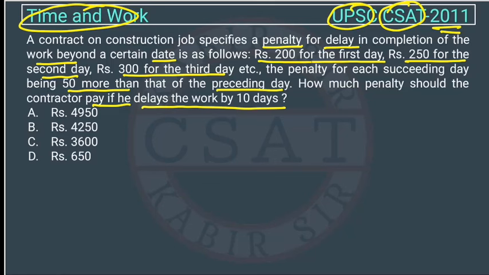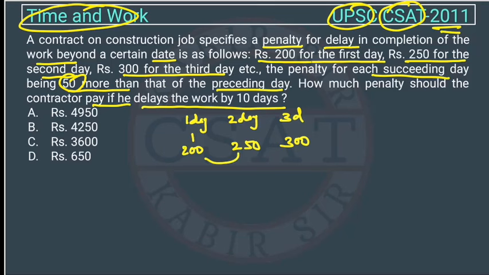So this is a simple question, right? Now he's saying if he is delaying the work one day, how much penalty does he have to pay? He has to pay 200 rupees. If 2 days, then it will be 250, and 3 days it will be 300, right? And they have also written that each succeeding day is 50 more than the preceding day, right? So the difference here is 50.